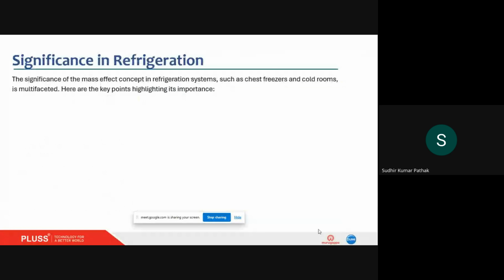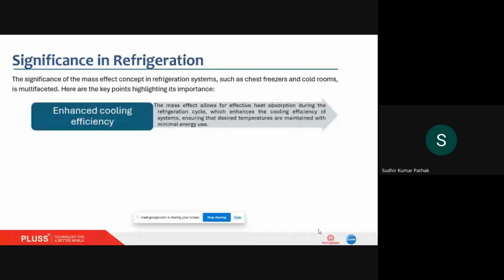So how are PCMs significant in refrigeration? The significance of the PCM concept in refrigeration, freezers and cold rooms is multi-factored. It depends on multiple points. Some of the key points which I am going to highlight here: by using the phase change material, first we enhance the cooling efficiency. How can we enhance it? PCM allows effective heat absorption during the refrigeration cycle, as I told earlier, which enables the cooling efficiency of the system, ensuring the desired temperature is maintained with minimal use of energy.